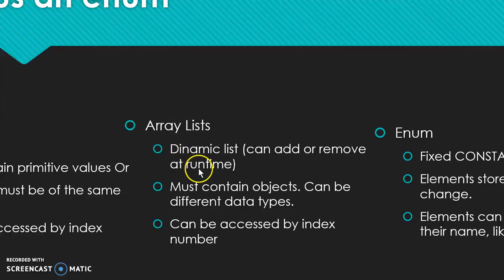An array list is very similar. The big difference is that it's a dynamic list, so you don't have to specify how many elements the list is going to have. You can add or remove at runtime. So this is the big difference. And enum, I think, is the most different of all. The elements here are constants, so they never change. The elements that you put here will never change during the program. And you don't use an index to access the elements. You use their name, like a key-value pair.